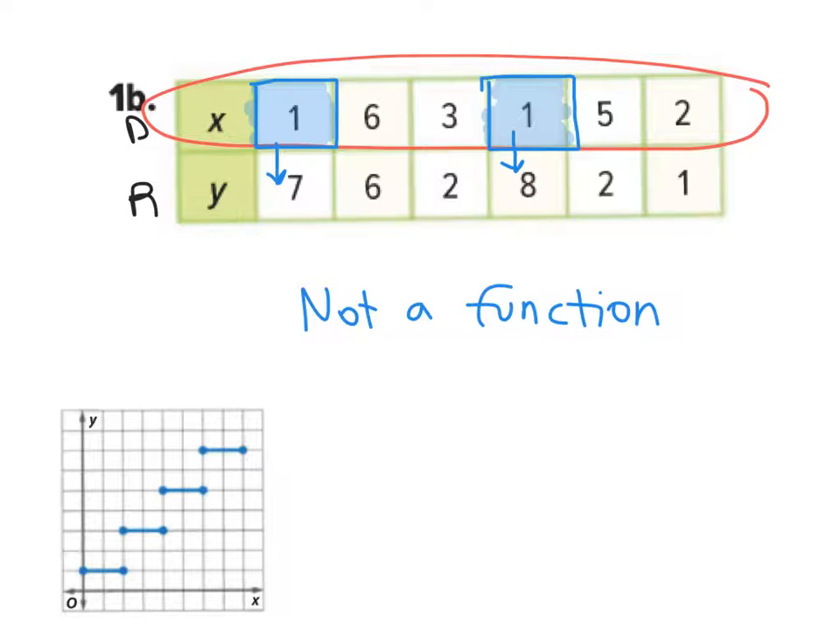Now pretend that in this example, this was rewritten and this 8 was actually a 7. So pretend that that 8 was a 7, okay? So if that 8 was a 7, this would be considered a function because my x goes to a 7, and then my same x, which is a 1, also goes to a 7. So in that case, if the same x went to the same y, then that would be a function.